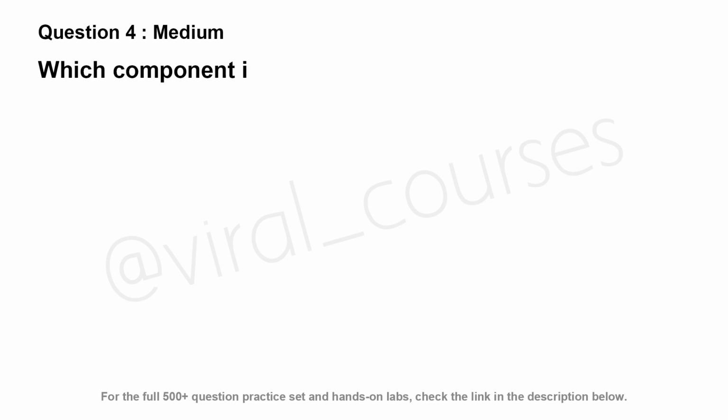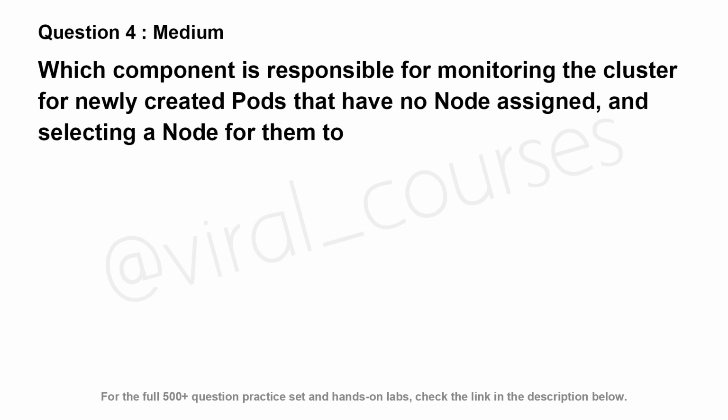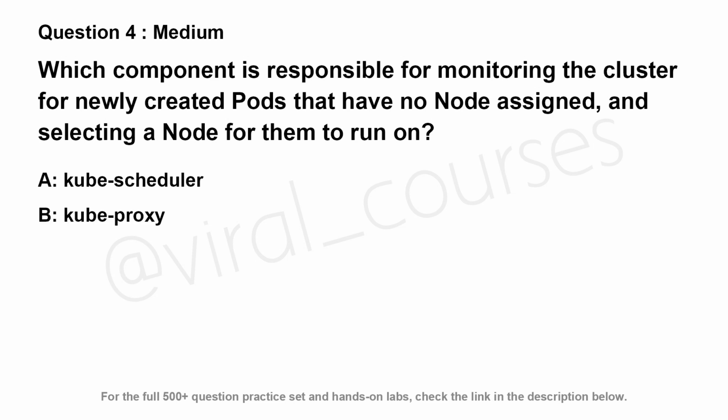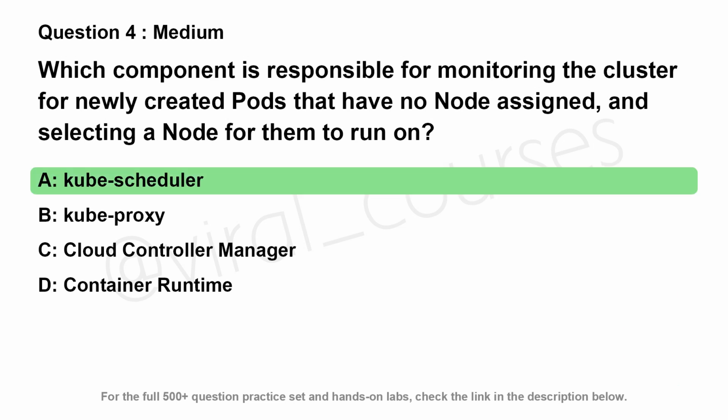Which component is responsible for monitoring the cluster for newly created pods that have no node assigned, and selecting a node for them to run on? Option A, kube-scheduler. Option B, kube-proxy. Option C, cloud-controller-manager. Option D, container runtime. The correct answer is A.